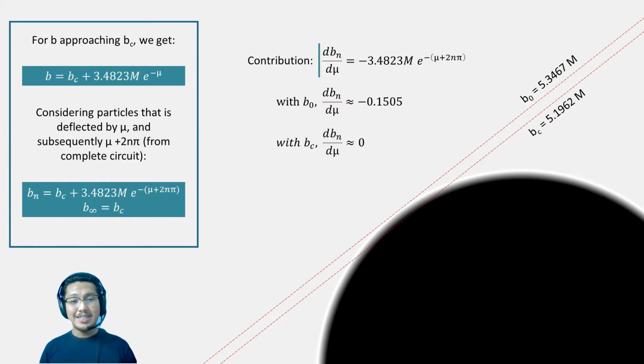Now, this relation is significant because when we look at the contribution by differentiating with respect to mu, which is the deflection parameter, we get the nth contribution. So with just a deflection of mu, which is b naught, we get a 0.1505 contribution. And with the value of bc, which is the infinite circuit, we get a contribution of roughly 0. So what this physically means is that when we observe a bare black hole, at the radius of b naught there's a ring of bright light, and at the radius of bc, well, it's total darkness.